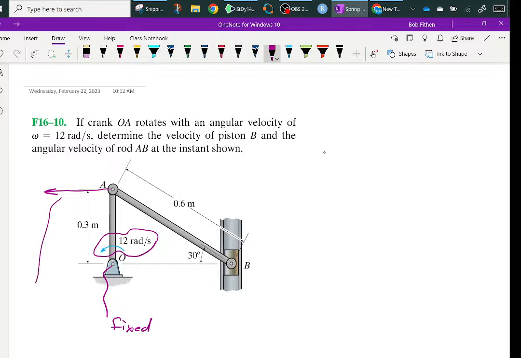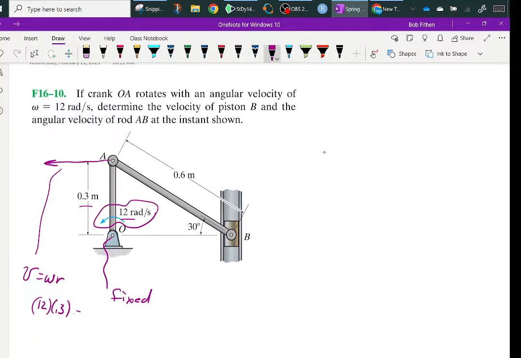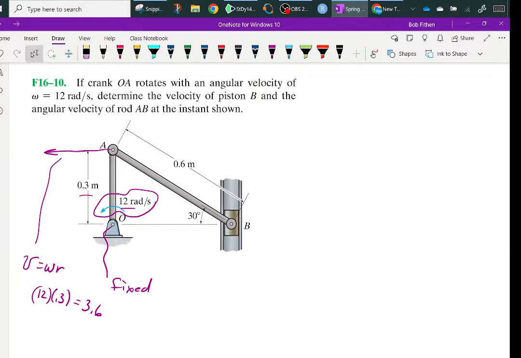And its velocity is equal to omega r in a scalar sort of sense. I've already figured out the direction. And so that's 12 times 0.3. Oh, I hate to say that, but isn't it 3.6? Is that 3.6? I hope that's, it might be, it might not be. But tell me if I'm off there. So that pretty much fixes that.